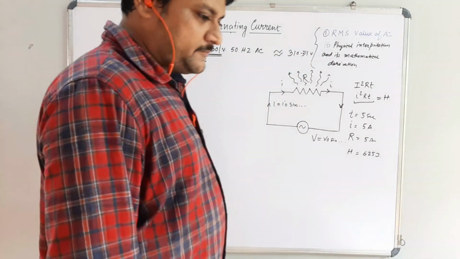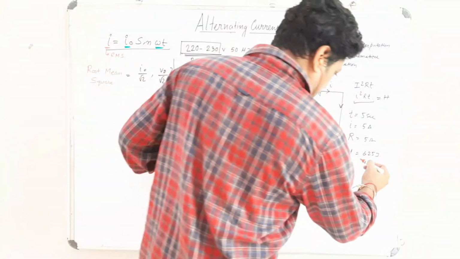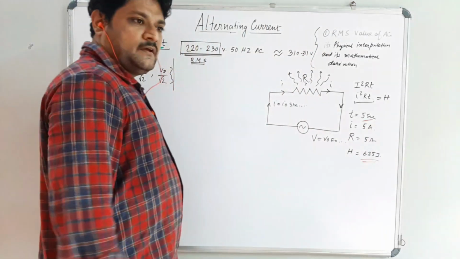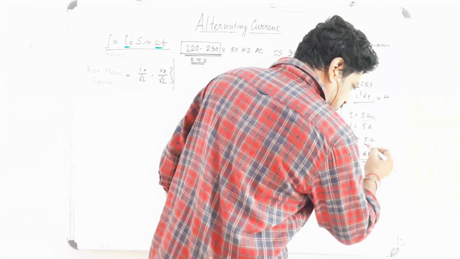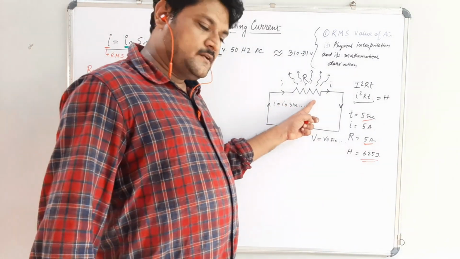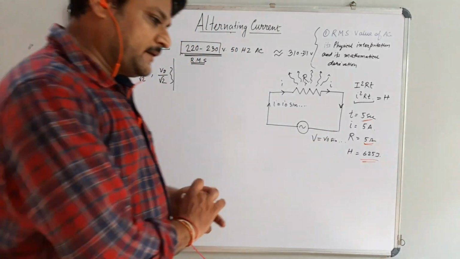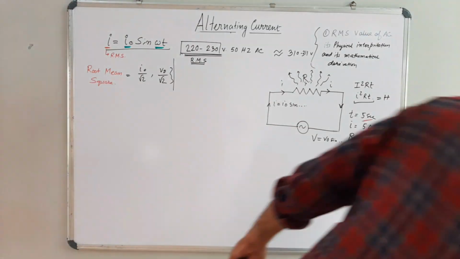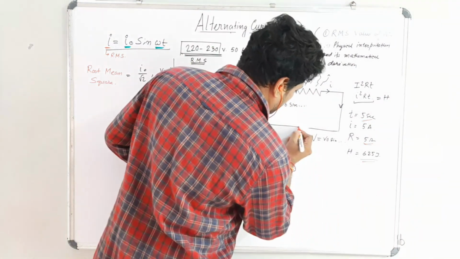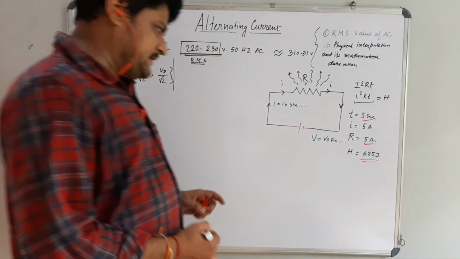Now, what is the interpretation of this RMS value? You have to produce that same amount of heat in the same 5-second time, and the resistance is also constant, 5 ohm. So in a 5 ohm resistance, you have to produce 625 joules of heat in 5 seconds. But one problem is there: you have to give a DC supply instead of an AC source.